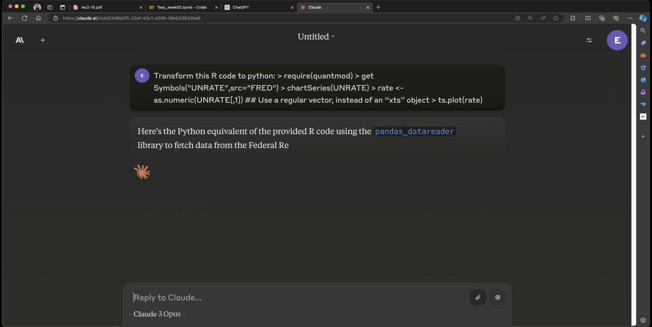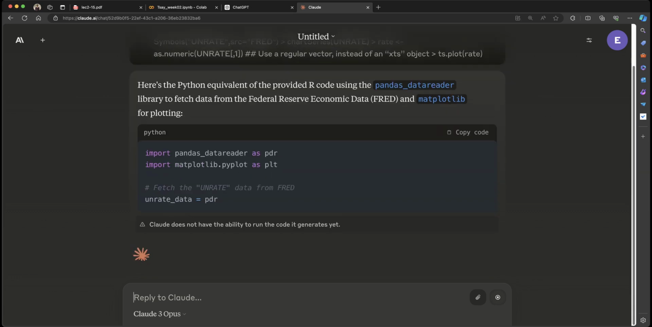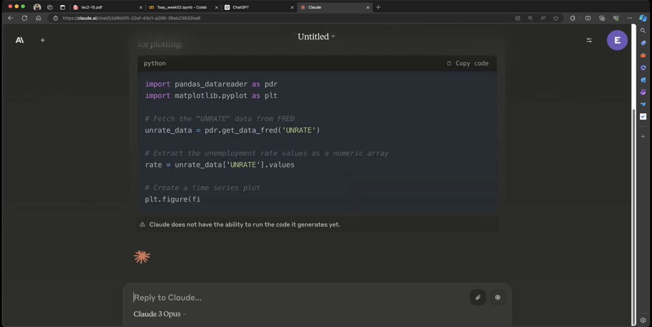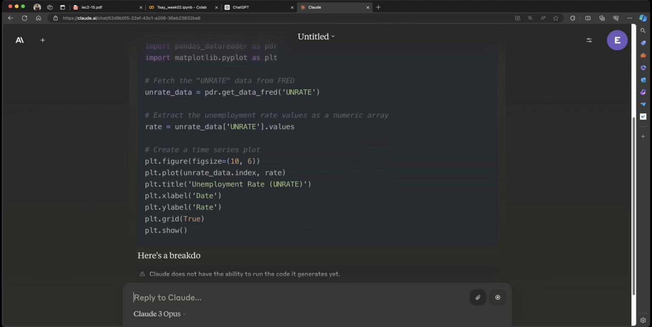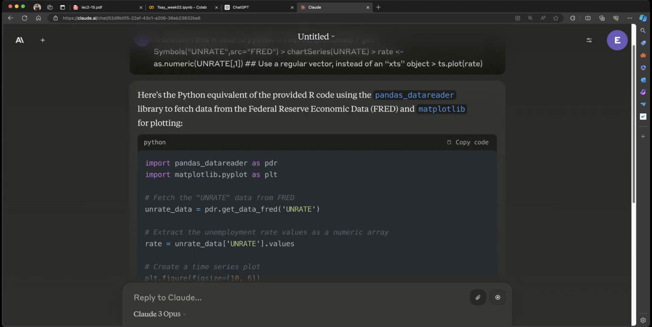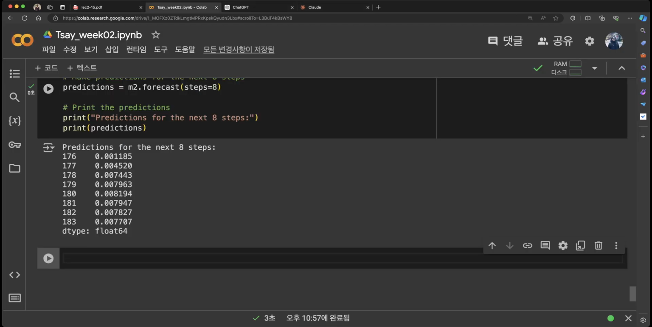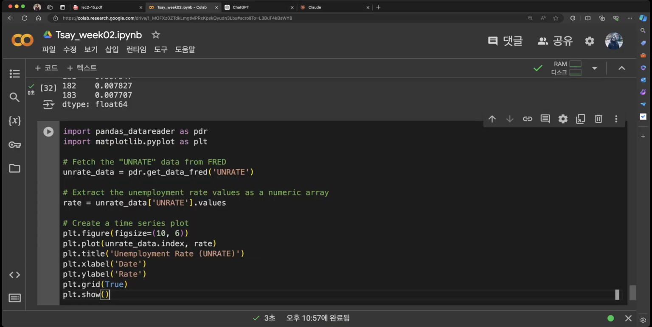Here's the Python you could provide: pandas data reader, import pandas_datareader as pdr, import matplotlib.pyplot as plt. Okay, copy code. Let me try. Okay, pandas data PDR, fetch unemployment rate.